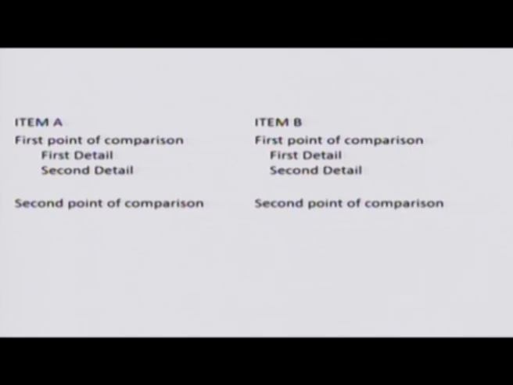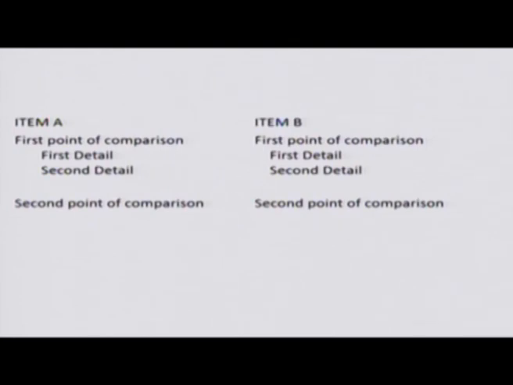You take it up in one paragraph, you now describe item A along these parameters. Immediately after that, you go to item B, so that the comparison becomes evident. Then you take up the second point in the next paragraph and so on. This kind of immediate shifting between item A and B helps readers keep track of things and understand things in a better way. Alternatively, you can also follow a slightly different structure.